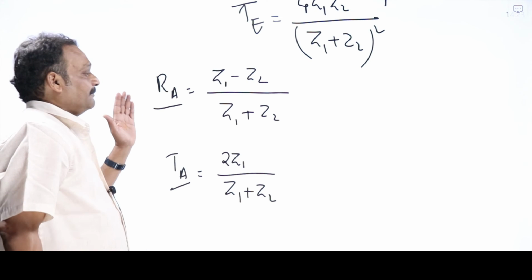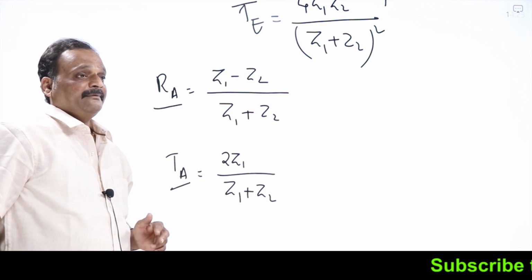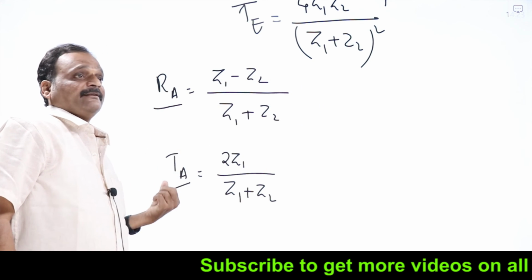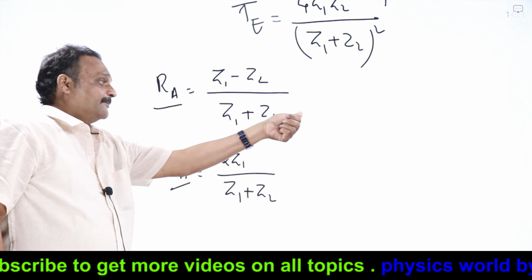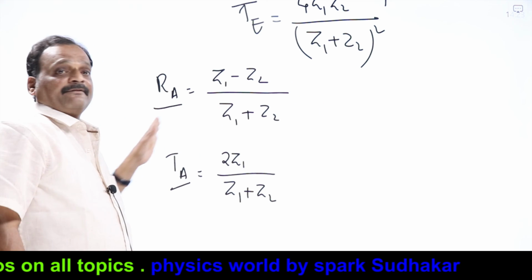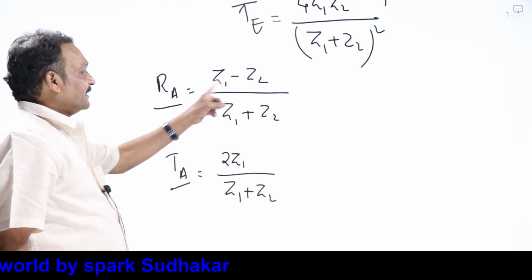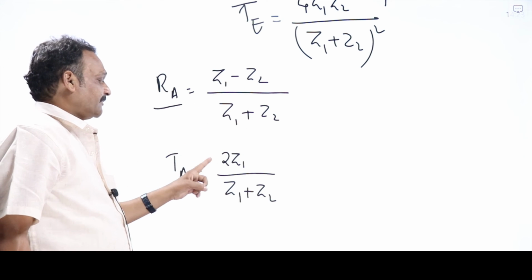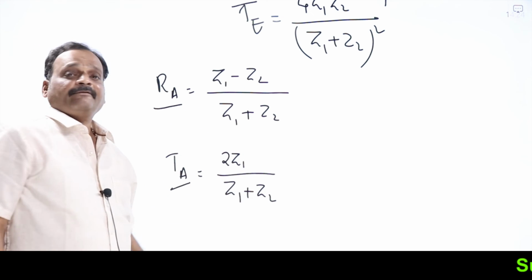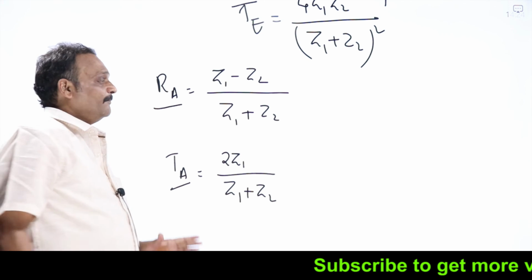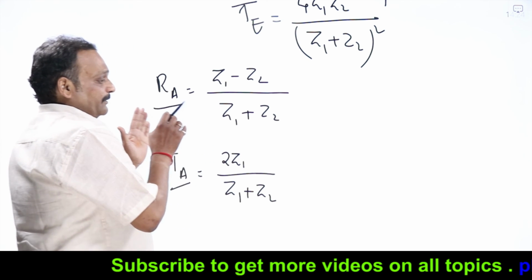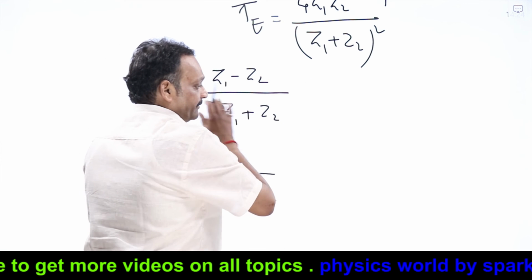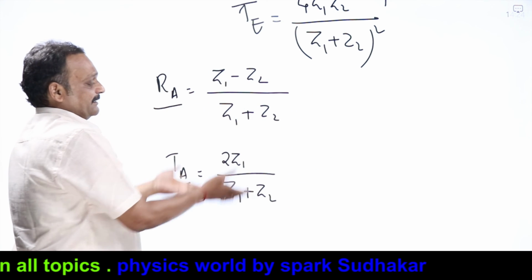This is when the wave is going from the first medium to the second medium. If the wave is coming from the second medium to the first medium, suppose from right to left, it becomes Z2 minus Z1 by Z1 plus Z2, and the transmission becomes 2 Z2 by Z1 plus Z2. That's it, simply. If the wave is going from the first medium to the second medium along the positive x direction, these are the expressions.